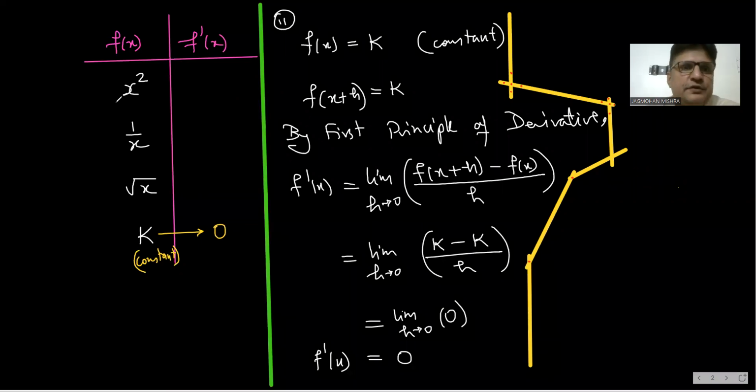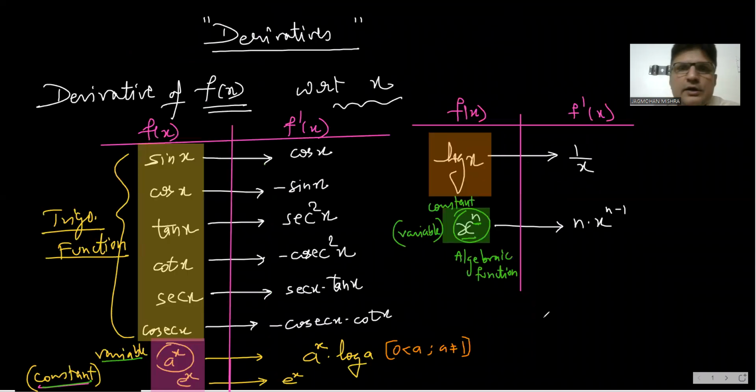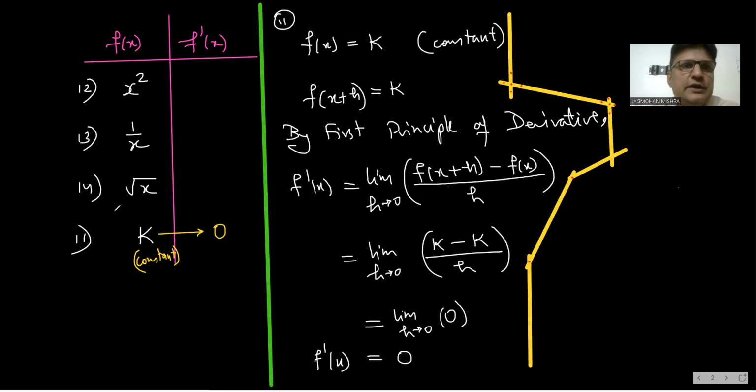Okay, students. After this was our 11th function. Now I will go for 12th, 13th, and 14th. Till here we have differentiated 10 functions: 6 trigonometric functions, 7 and 8 exponential functions, log x 9, this is 10, and then 11, 12, 13, and 14.